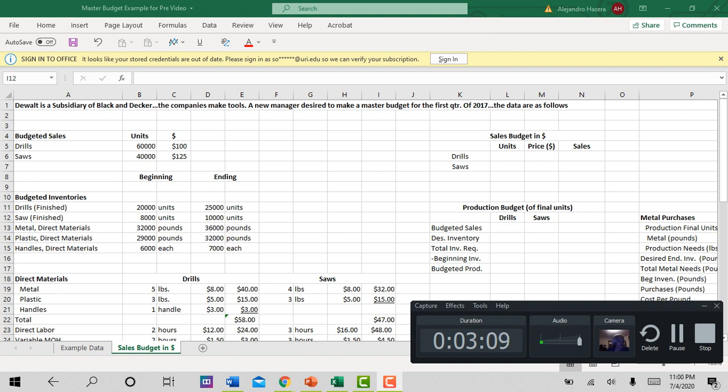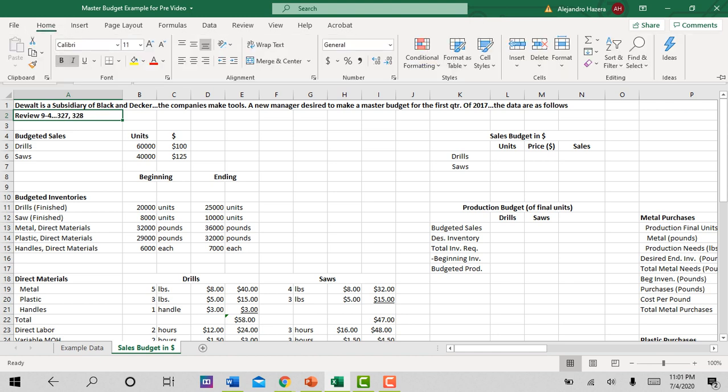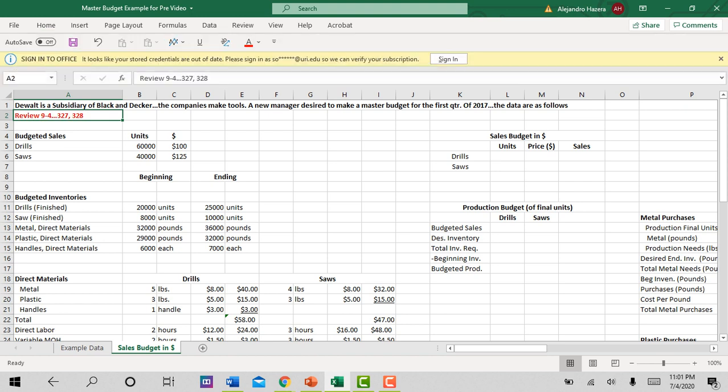So this is the example. Let me just shrink myself here. This is review problem 9-4, and it is on pages 327 and 328 of your textbook. I'm going to see if I can pull that up and put it in red. You'll see that the solution to this is, I think, on pages 349 through 352 or so.